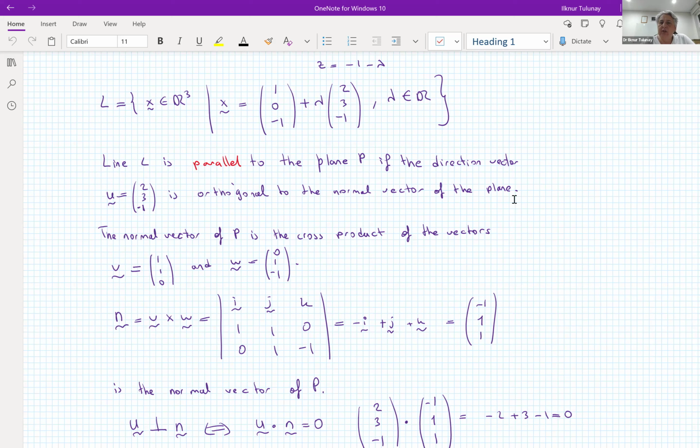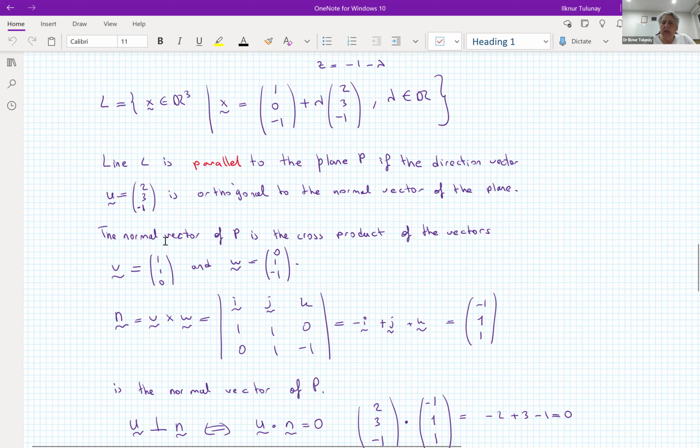Okay, so this is the definition that we are taking, and we would like to prove that. And the normal vector of P, this is what we need to calculate, because the directional vector is obvious from this equation, which is this vector. But we need to calculate the normal vector of the plane in order to check that their dot product is 0, such that they are orthogonal.